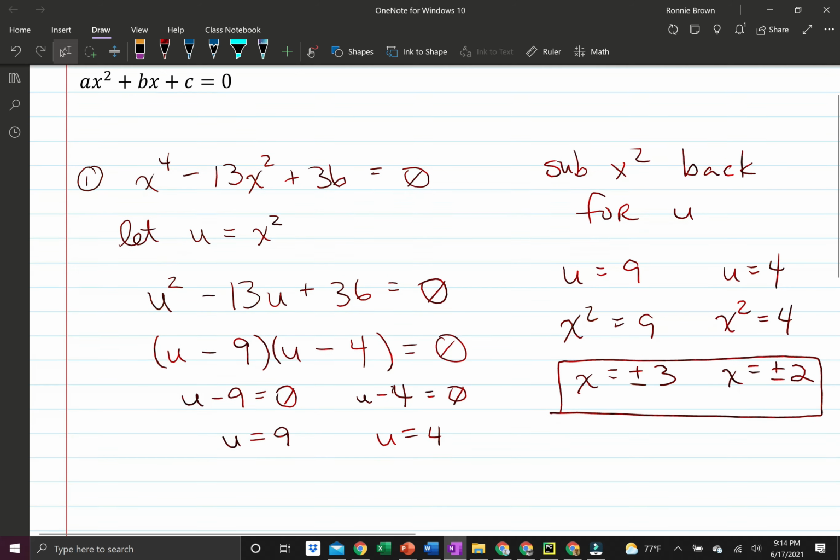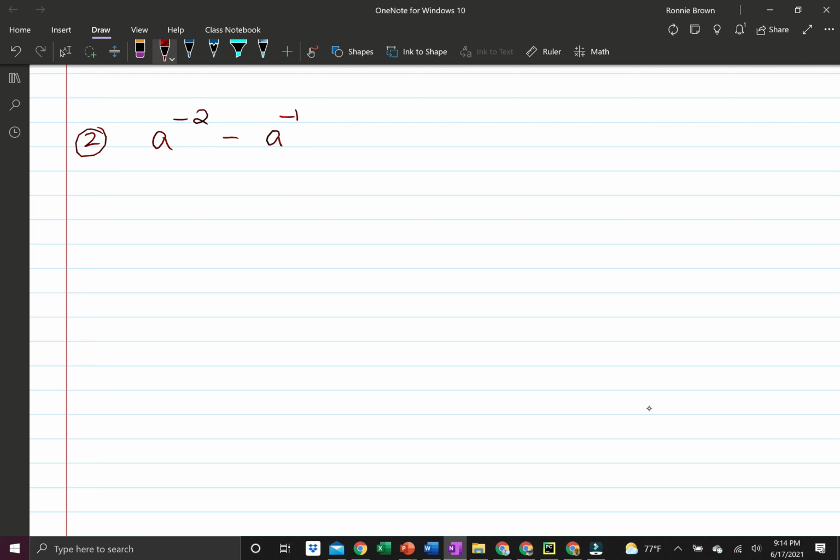Alright, let's go ahead and try another one. The second problem, we'll make it look a little bit different. A to the negative second minus a to the negative first minus 6 equals 0. Okay, a little bit more funny, right, because of these negative exponents. Alright, let's not let that worry us any more than it has to.